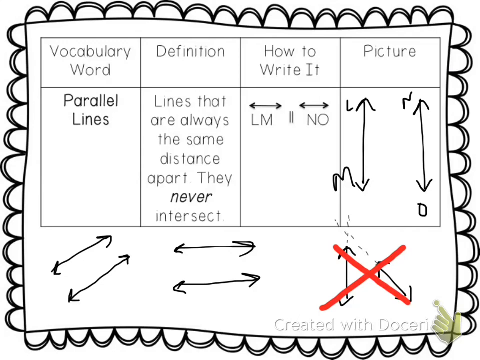When we write it, we use a symbol. It looks like two little L's that are close together. That means parallel. So we would say line LM is parallel to line NO.